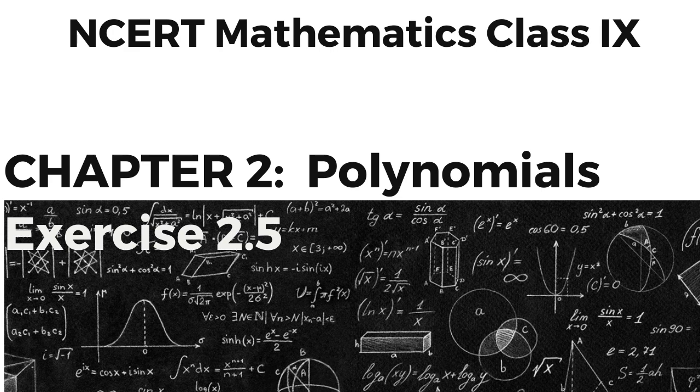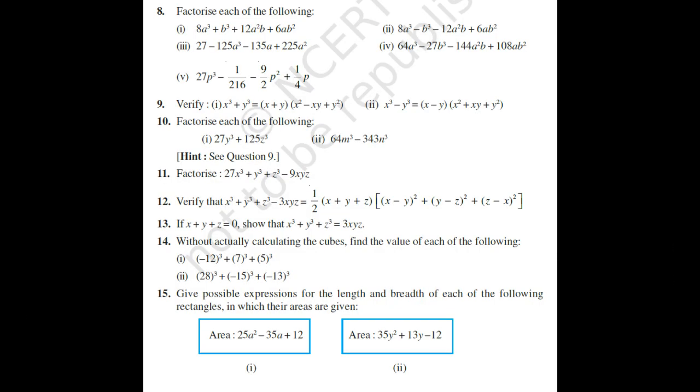Hi everyone. So in this video, we're going to continue off where we left off last time in exercise 2.5 of class 9 NCERT mathematics. And we're going to start with question number 8. So question number 8 is asking us to factorize each of the following.